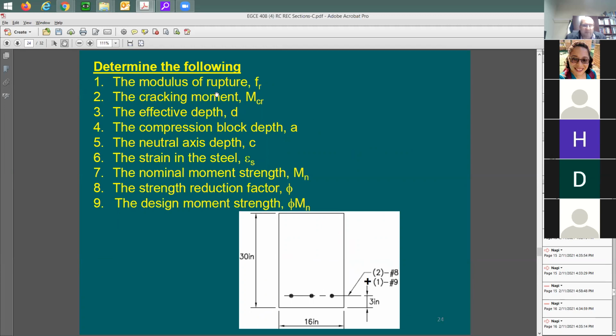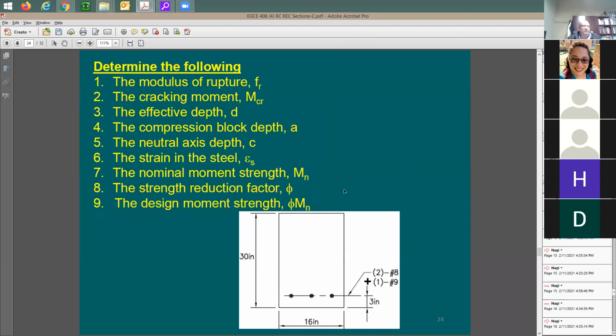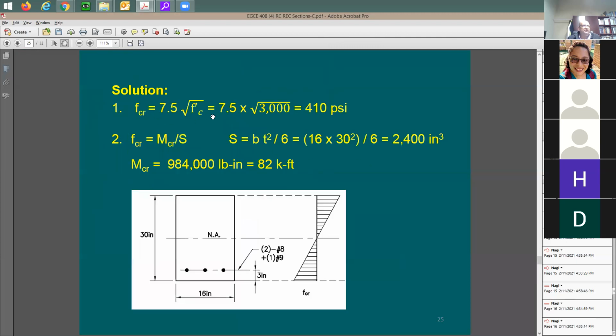I guess you guys have done the cracking moment. You should be good now with it. Effective depth. Yeah, effective depth is going to be here. Can someone help me here with the effective depth D? How much is this D? 27. 27. Do I have ties that I need to take care of? Do I have clear cover? No, because this distance is given to the center of the rebar. Good. Compression block depth A, neutral axis C, the strain in the steel, MN, phi MN, which means this is everything that we have learned from the start to this point. Okay. FR is 7.5 square root of F prime C. I guess we have done this, right?